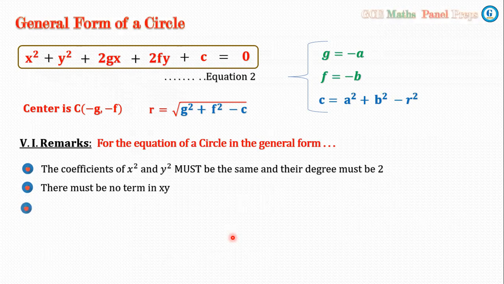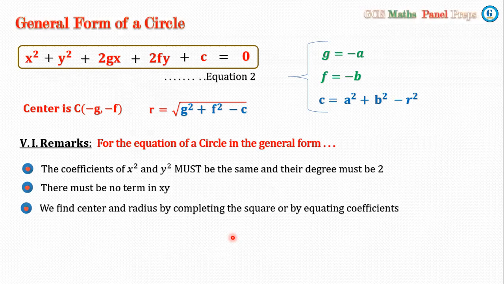The next important point is we can find the center and radius by completing the square or by equating coefficients. Even to convert this equation back to Cartesian form, we can equally use completing the square, or equating coefficients. We find the values of A, B, and R, and then we substitute in that Cartesian equation.